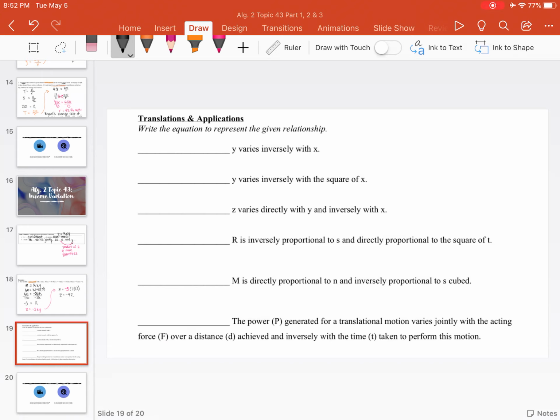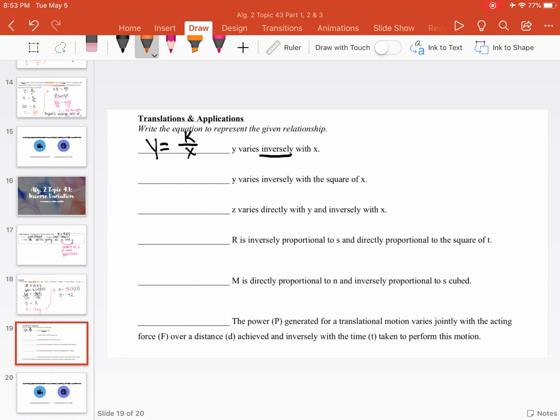Now using what we learned in part 1 and part 2, we're going to apply some translations and applications. So we're asked to write the equation to represent the given relationship. First example already looks familiar. Y varies inversely with x. Remember to include your constants here. So y equals k divided by x, since it varies inversely.